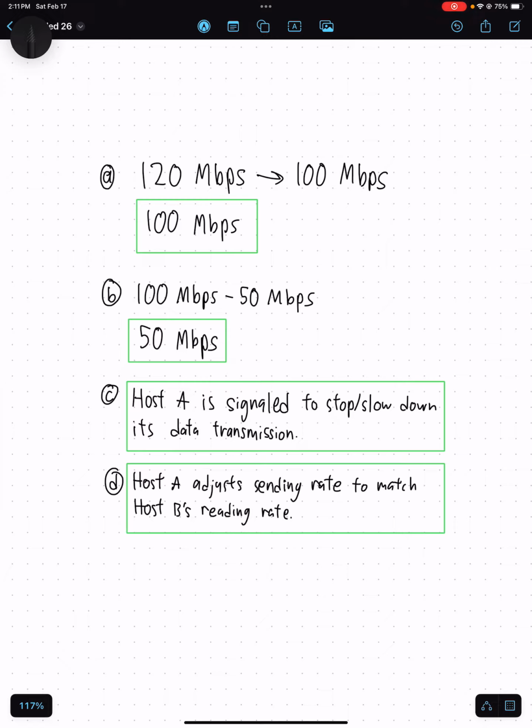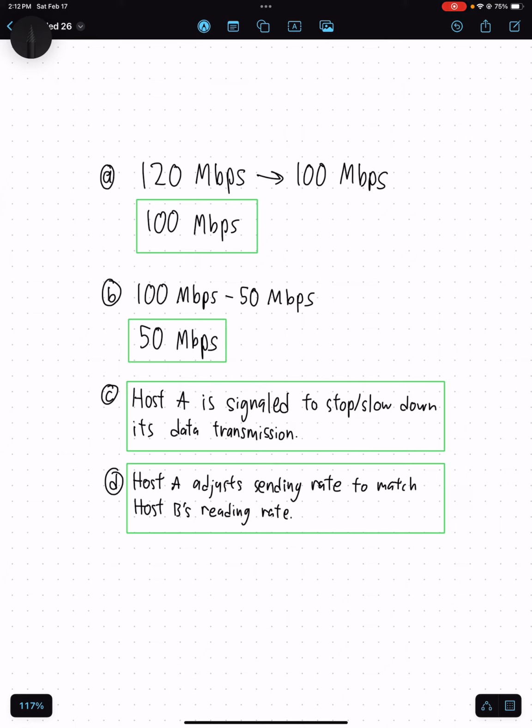To answer part C, when host B's TCP receive buffer becomes full, host B's TCP stack will no longer acknowledge the received packets, or it can also adjust its window size to 0 or a smaller value to indicate that it can't accept more data. And this essentially tells host A to stop or slow down its data transmission until host B is able to process more data and free up buffer space.